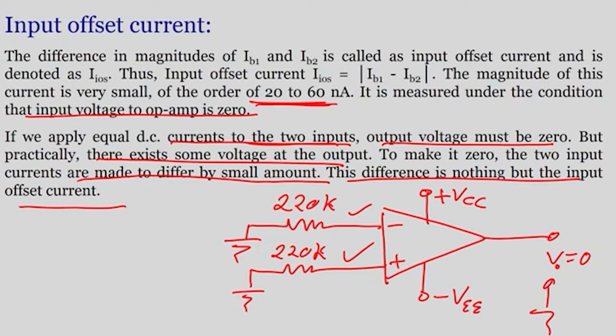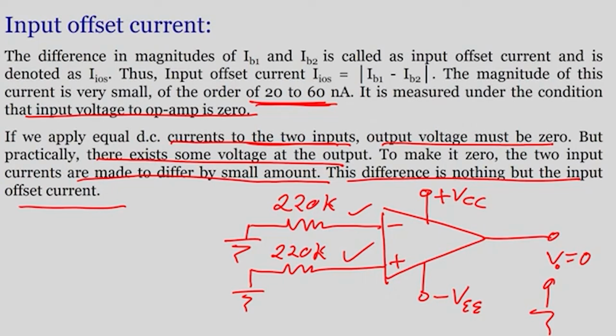So, what can we do? We can differ the input current by a small amount. If we differ the input current by a small amount, the output voltage will become 0. This is what we want. Why do we want it equal to 0? Because we are not applying any voltage, we are applying equal current, so the output should be 0, right. This is how we are balancing our amplifier. It is very important that you balance your operational amplifier before you start working on different kinds of circuits.